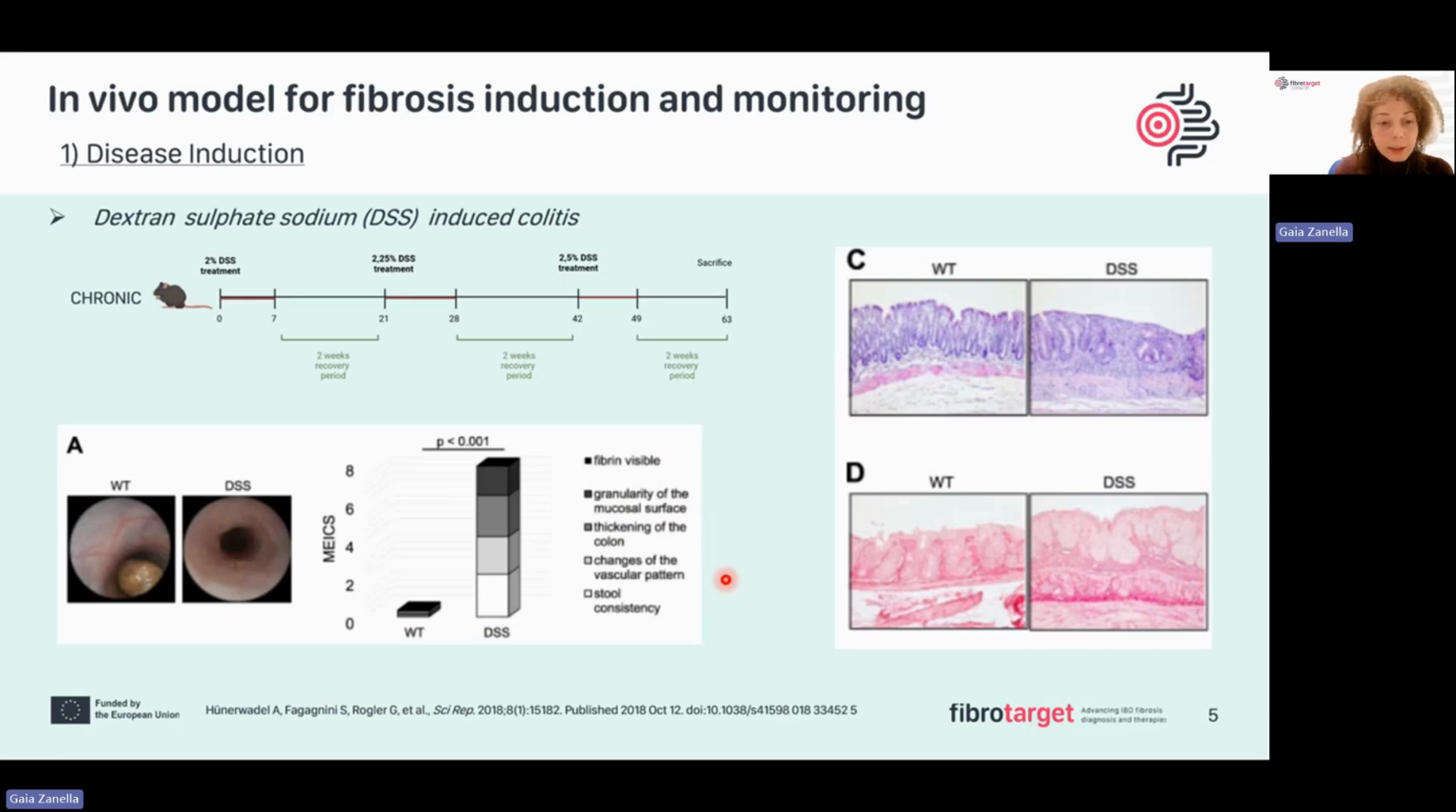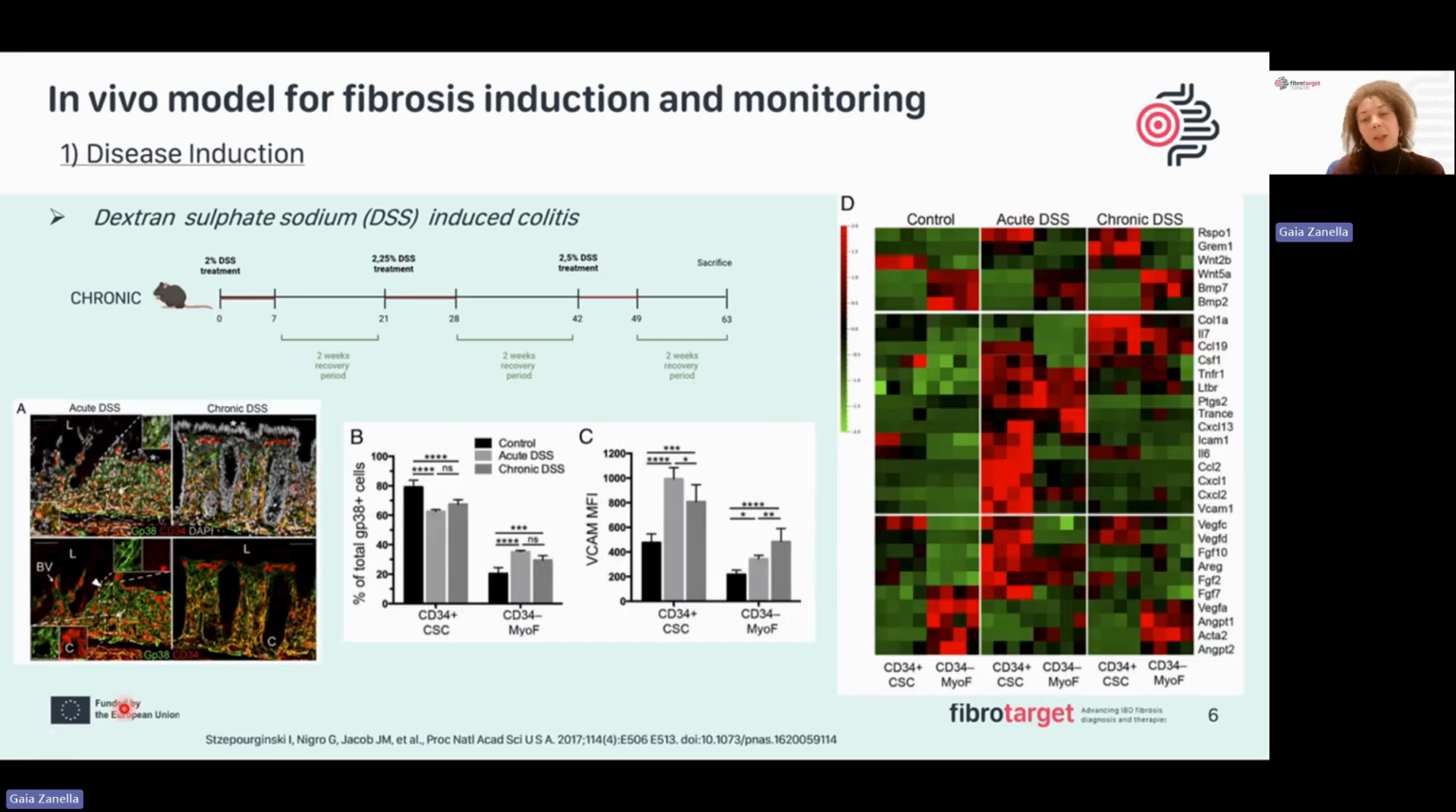There are also studies that show how the stromal compartment can be affected by DSS, both in terms of cell number of different subsets of fibroblasts and also from a transcriptomic point of view, both in the case of acute models of DSS and in the chronic model of DSS. If you're interested in more details on this paper, you can find the citation here below in the slides.